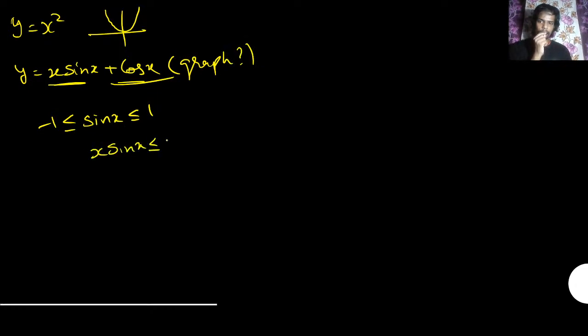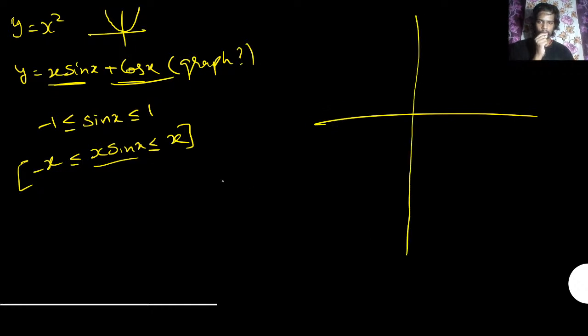Try to understand that sin x lies between 1 and -1. This all of you must know. Now if you multiply both sides by x, you will get x sin x should be between x and -x. Now this is how you draw the graph of x sin x. You draw y equal to x, which is something like this, then you draw y equal to -x, which is something like this.